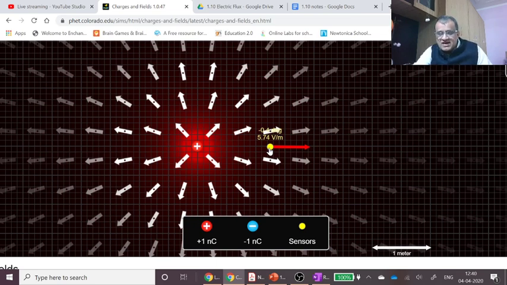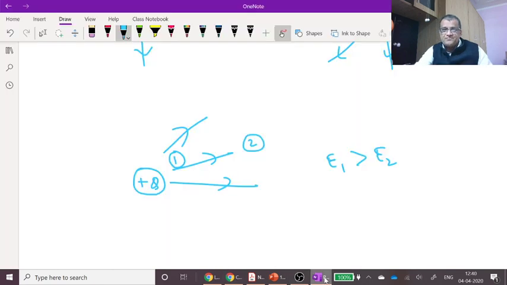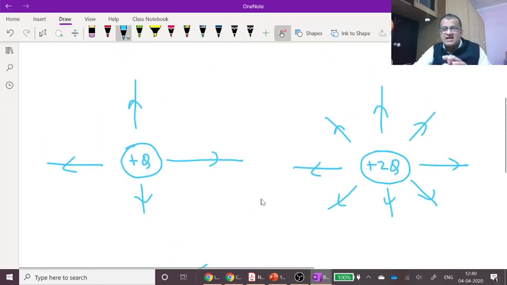So in this simulation, we saw that if you move the sensor closer, the size of the arrow increases, visually giving you an impression that the value of electric field is increasing. And as you move away, the size of the arrow reduces, visually giving you an impression that the value of electric field is reducing. But note one thing, and let me move back to this diagram, and let me change the color of the pen now to bring that effect.